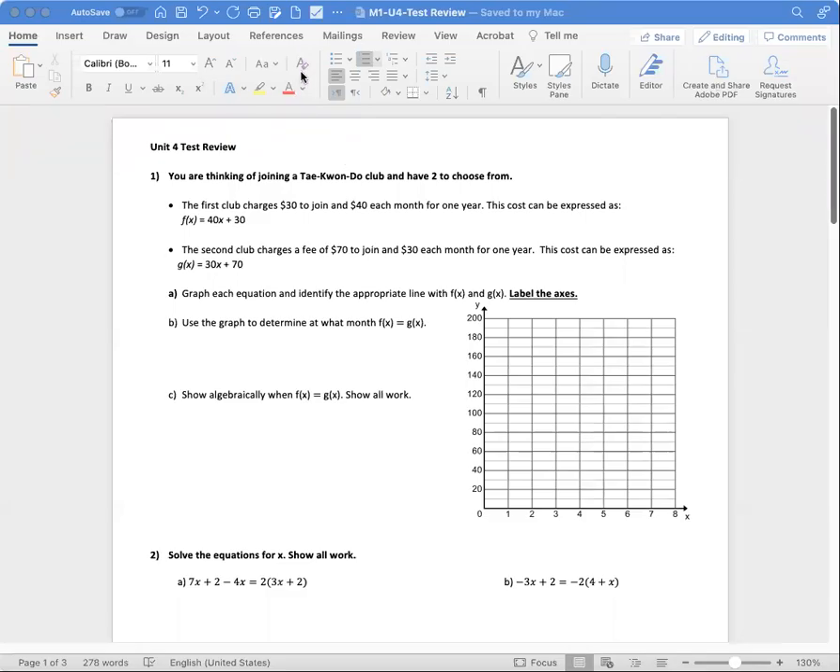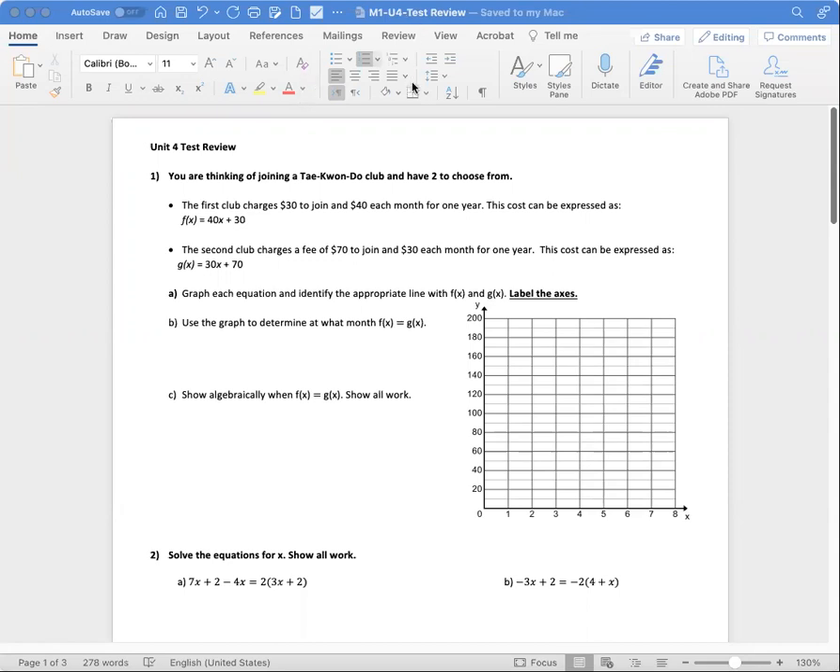Hello, everyone. This is a last-minute Unit 4 test review that I urge you to follow, to pay close attention to, and make sure that you understand because it will be similar to your upcoming Unit 4 test. With this being said, let's get started.